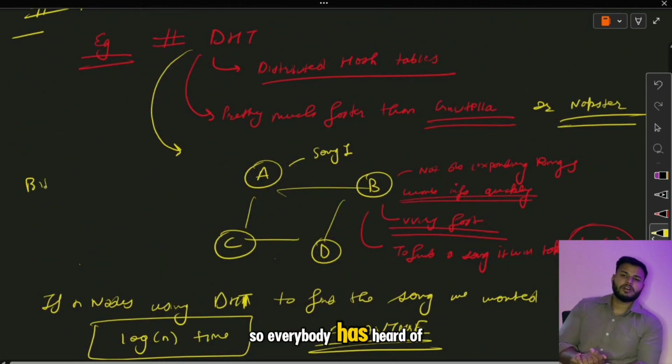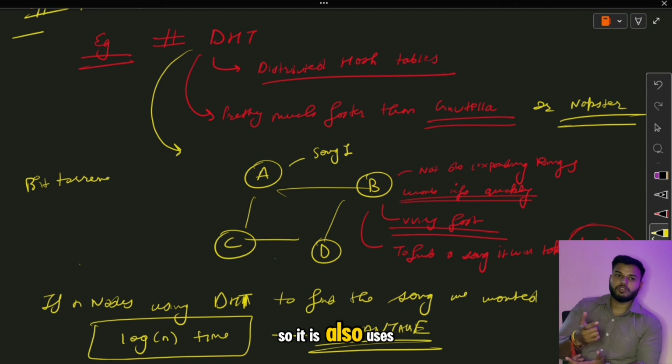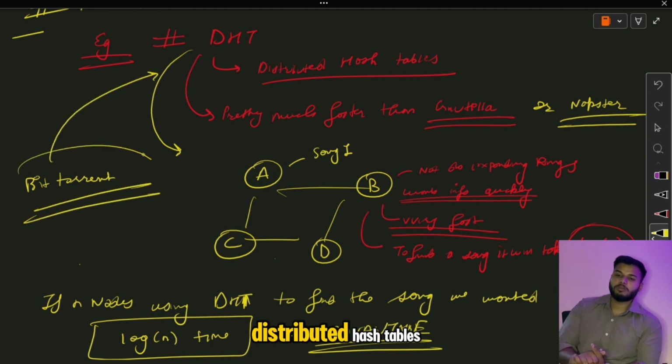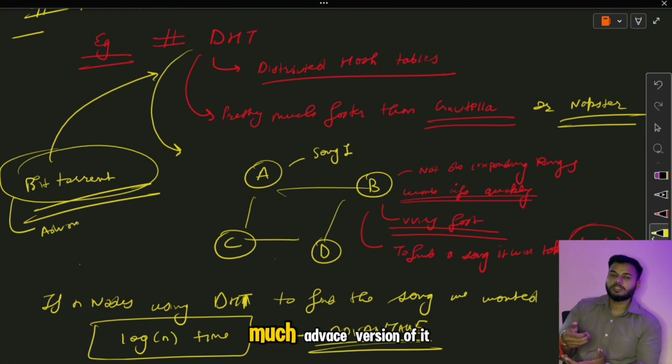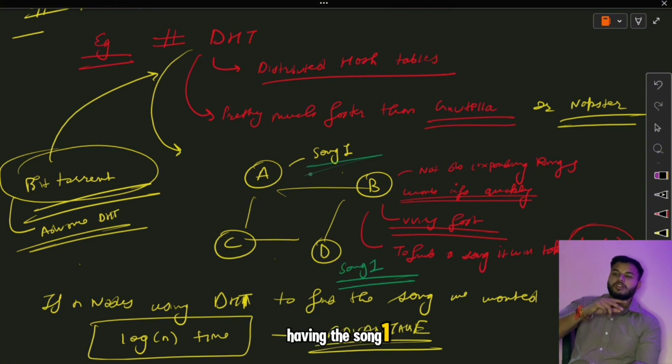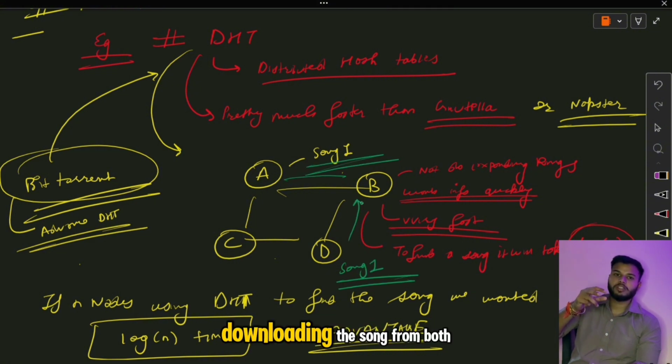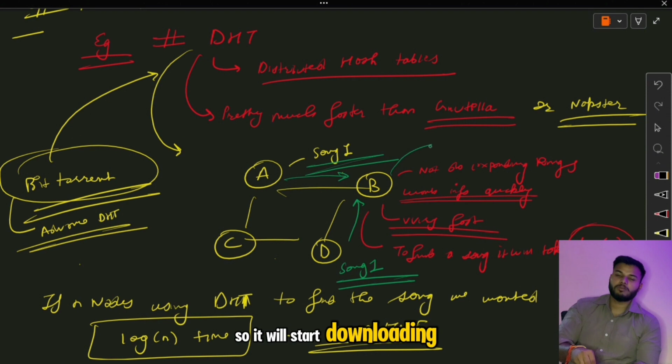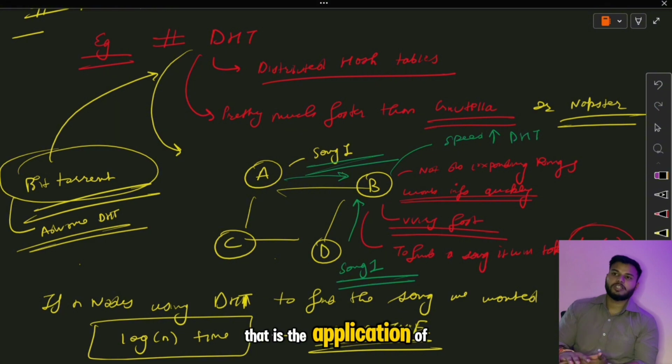Everybody has heard of the name BitTorrent. It also uses some sort of DHT, a distributed hash table, but of course a much more advanced version of it. Let's say B wants some file. Using DHT we will be able to find the file, but then let's say A has song 1 and D also has song 1. BitTorrent will start downloading the song from both channels, from A as well as from D, simultaneously from different nodes, so that the speed can be increased. That is the application of DHT.